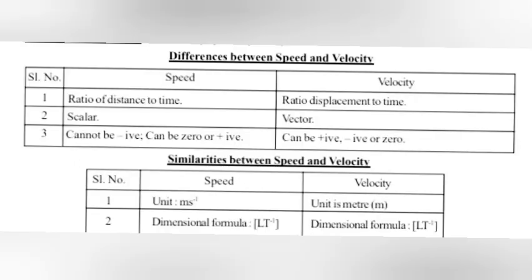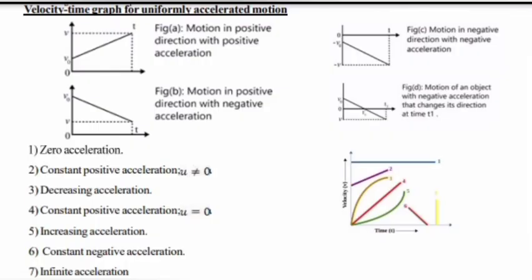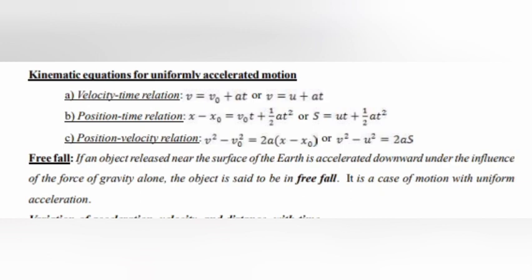Similarities between speed and velocity. Unit equals m s inverse. Dimension formula: L T raised to minus 1. Velocity time graph for uniformly accelerated motion. Kinematic equations for uniformly accelerated motion.